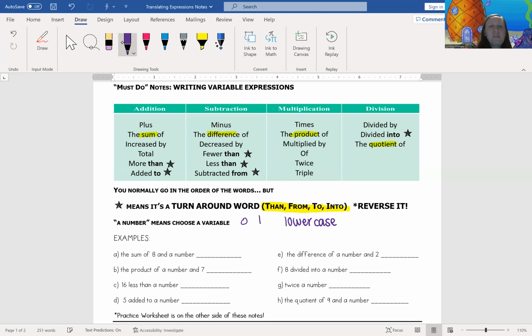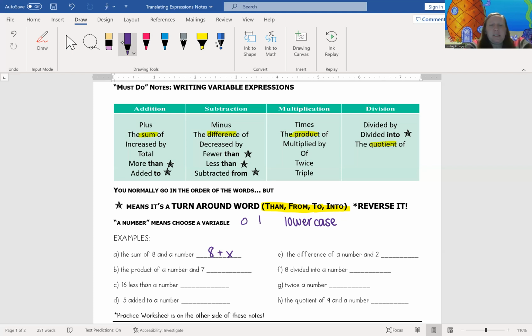So, some examples. Remember, we're going to go in the order it says unless we see those turnaround words. The first one is the sum of 8 and a number. I can see from my chart that sum means addition, and I don't see any of those turnaround words. So this one is just going to be 8 plus x. I'm just going to keep it consistent and use x for every single one of these, but once again, it's your choice what variable you'd like to use.